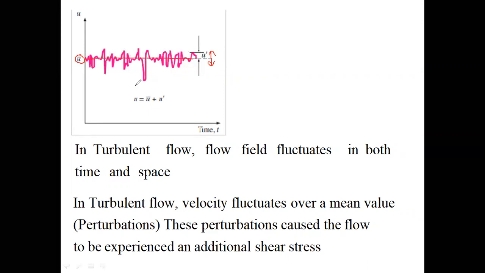Therefore, at any time, if you consider this point, the velocity u equals u bar plus this fluctuation u dash. These fluctuations are the turbulent effect. In addition, the fluid particles experience additional shear stress. We will discuss that in the next slide.